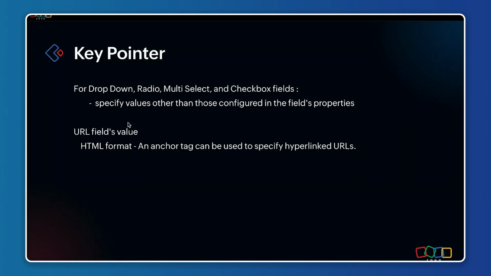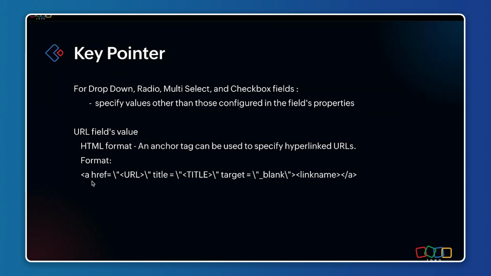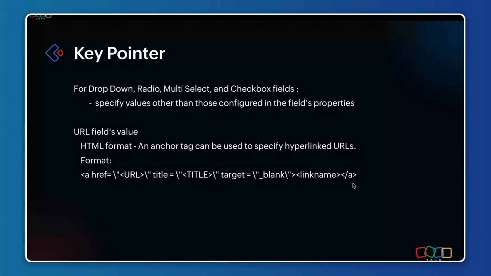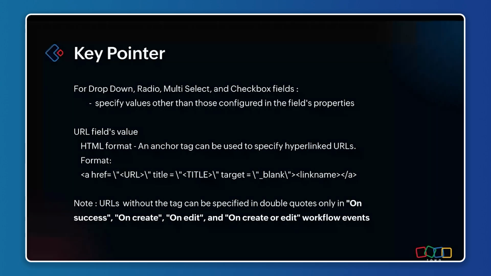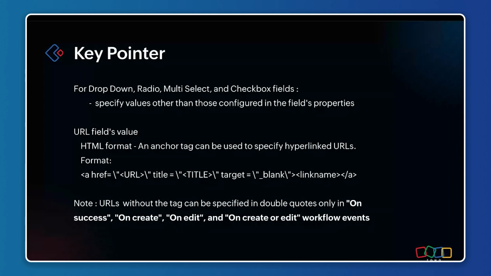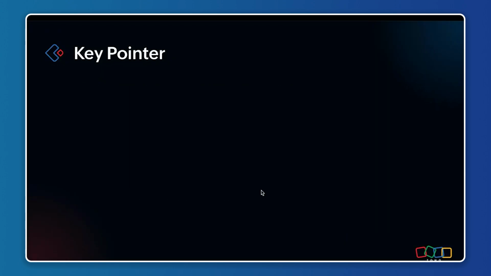If you have a URL field, we have an HTML format. You can make use of an anchor tag to specify the URL field value. And this is the format: href URL, you can give the title, target, and the link name. And if you wanted to go with URLs without a tag, then it can be specified within double quotation marks. This is applicable only on success in the following workflow events: on success, on create, on edit, and on create or edit workflow events.